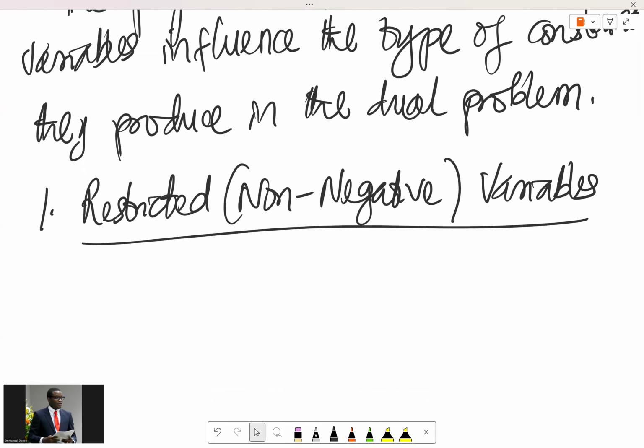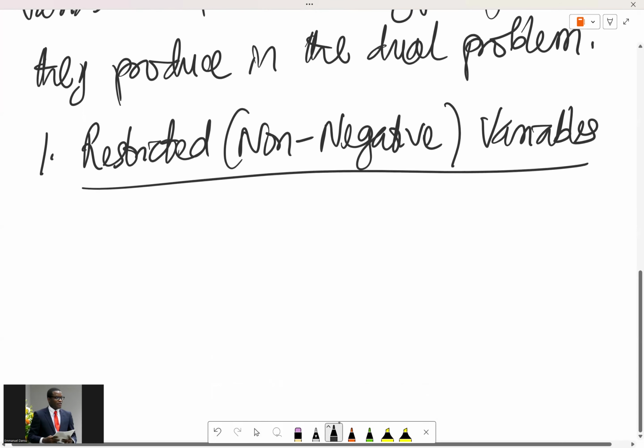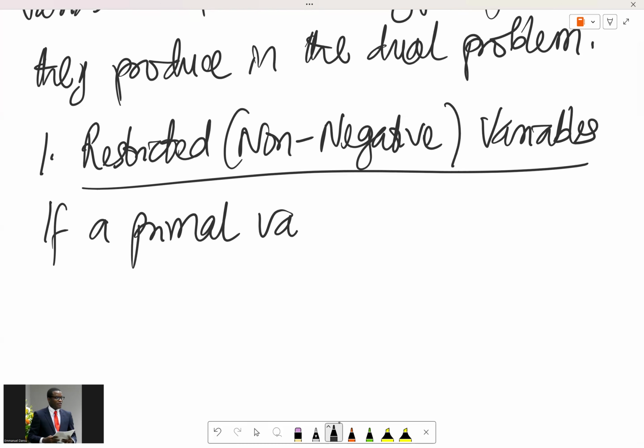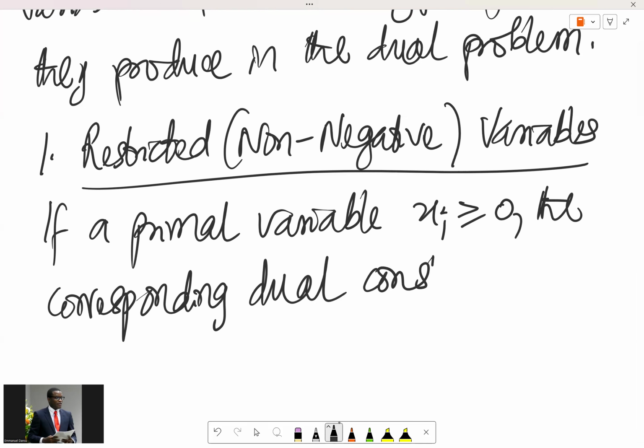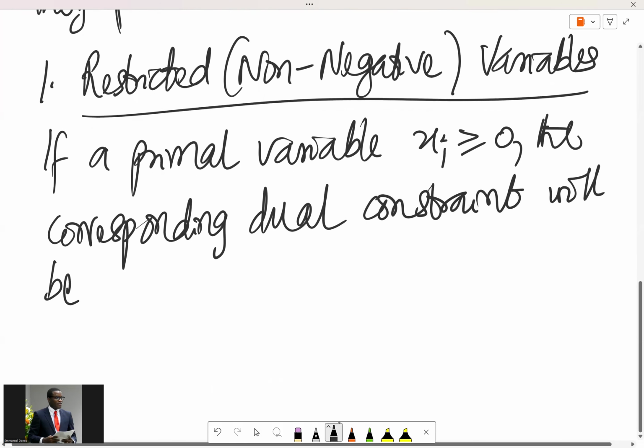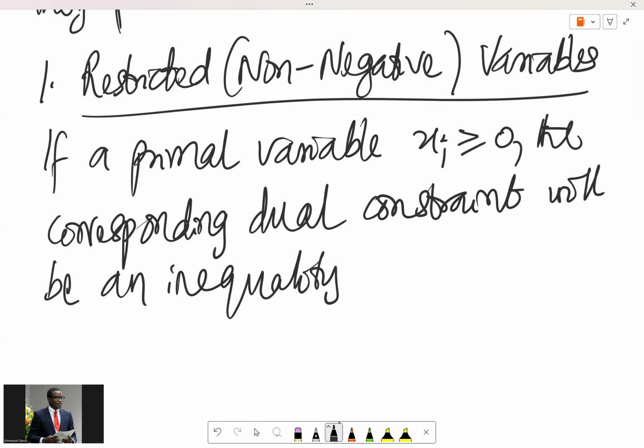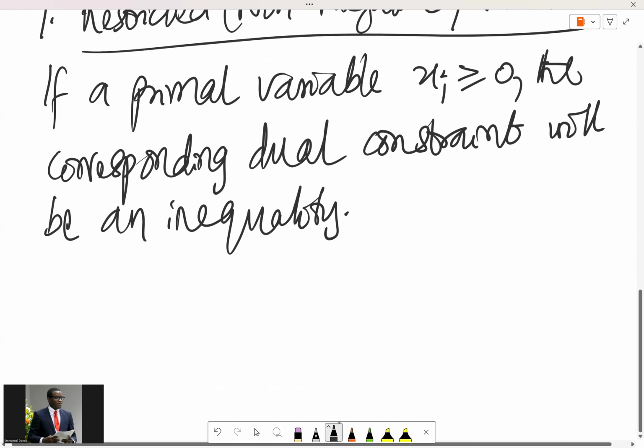Let's talk about that. If a primal variable xi, maybe x1, x2 and all that, is greater than or equal to 0, then the corresponding dual constraint will be an inequality. And being an inequality, it can go in two ways.